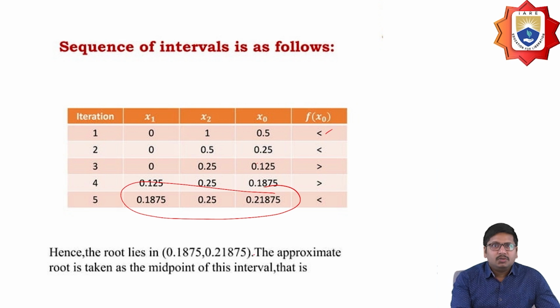Okay, so this is the root that should lie in between 0.875 and 0.21875. So this is the approximate root that should be taken as the midpoint of the interval.